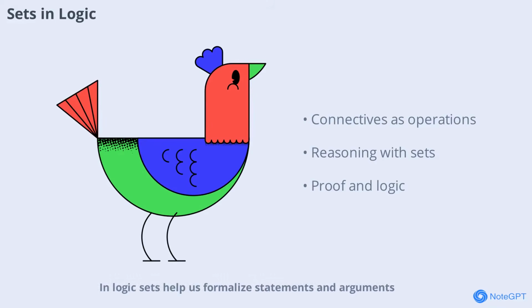In logic, sets help us formalize statements and arguments. Logical connectives like and, or, and not correspond to set operations like intersection, union, and complement. This connection makes set theory a powerful tool for reasoning and proof.